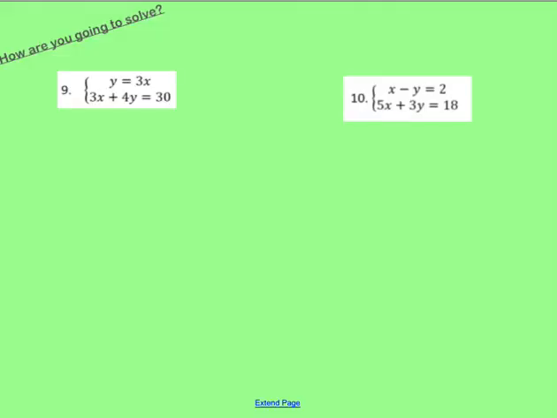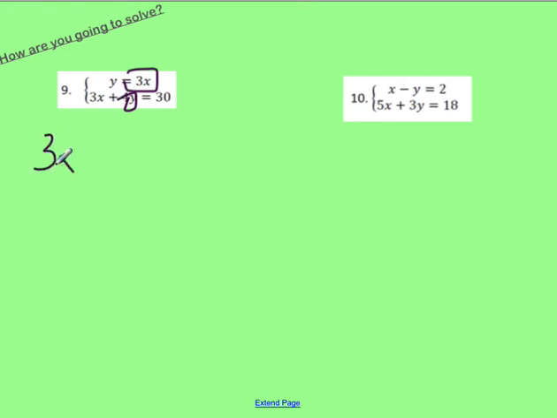So taking a look at number 9. For number 9, I get that y is equal to 3x. So what I think is we should use substitution because it's already solved for a variable. Okay, so y is equal to 3x. So where I see y in the second equation, I'm going to plug in 3x.